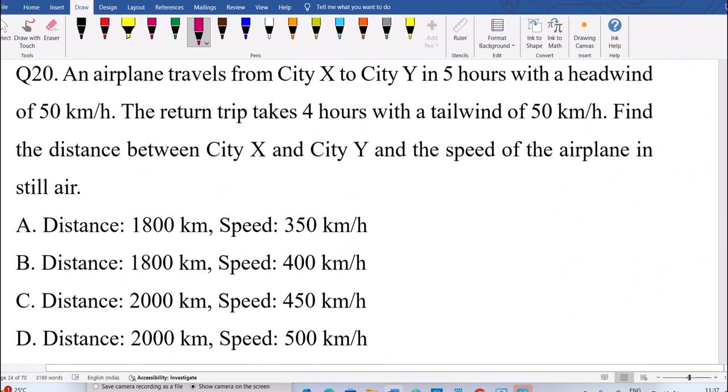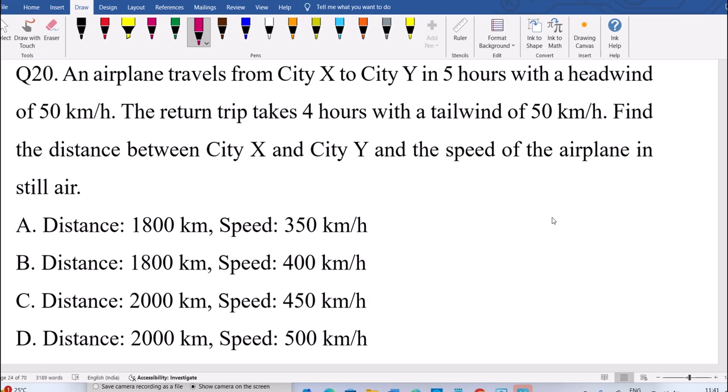Now this is a good question. Try. Fine. So this is a good question actually, a bit related to the boats and streams concept we discussed. Boat going along with the water flow, again against the water flow. Or you are riding a bike opposite to the wind, along with the wind.